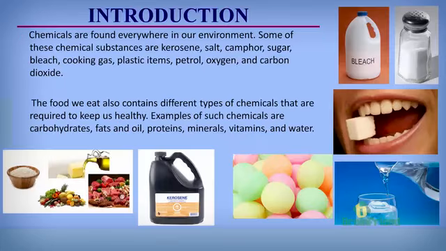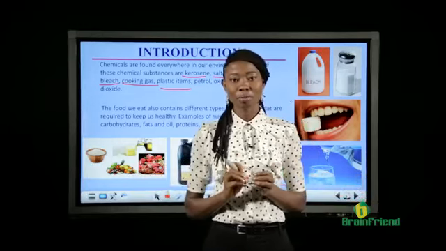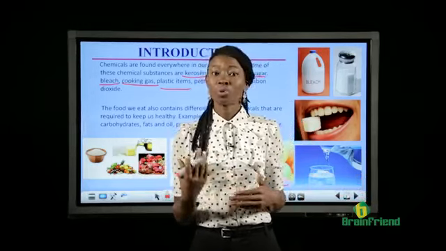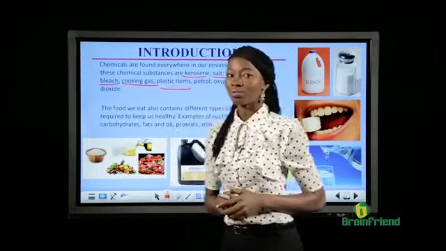Chemicals are found everywhere in our environment, and we use various chemical substances daily. Some examples of chemicals are kerosene, salt, camphor, sugar, bleach, cooking gas, plastic items, petrol, the oxygen we breathe in, carbon dioxide we breathe out, and even water. As a matter of fact, various substances in our environment are made up of chemicals. As we proceed in this lesson, you'll find out why all of these substances are described as chemicals.